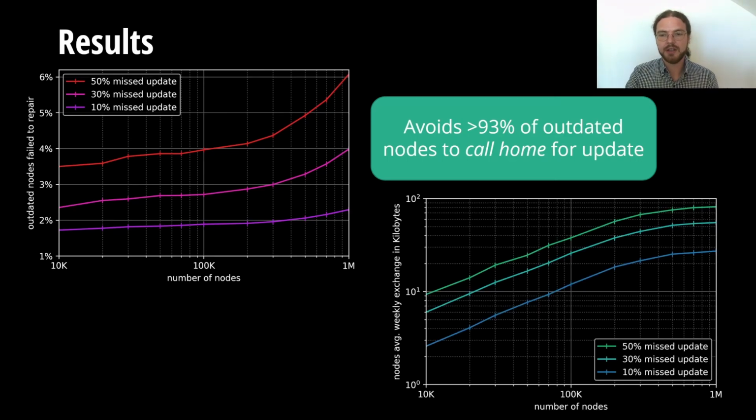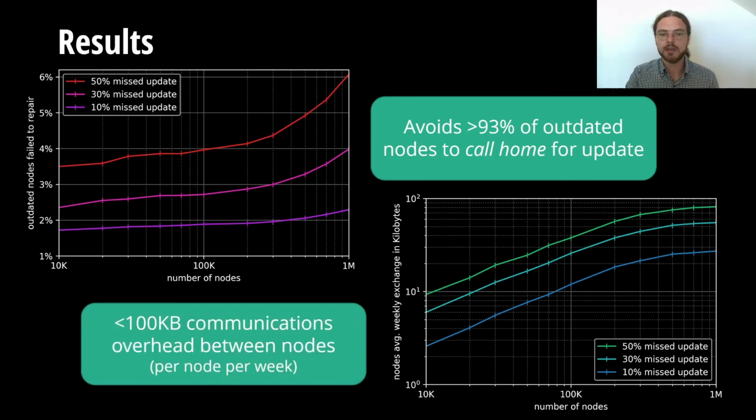Then, of course, with this direct exchange of nodes, we also measured how much communication overhead this makes. And in our previously mentioned extreme case, we need actually less than 100 kilobytes of communications overhead per node per week.